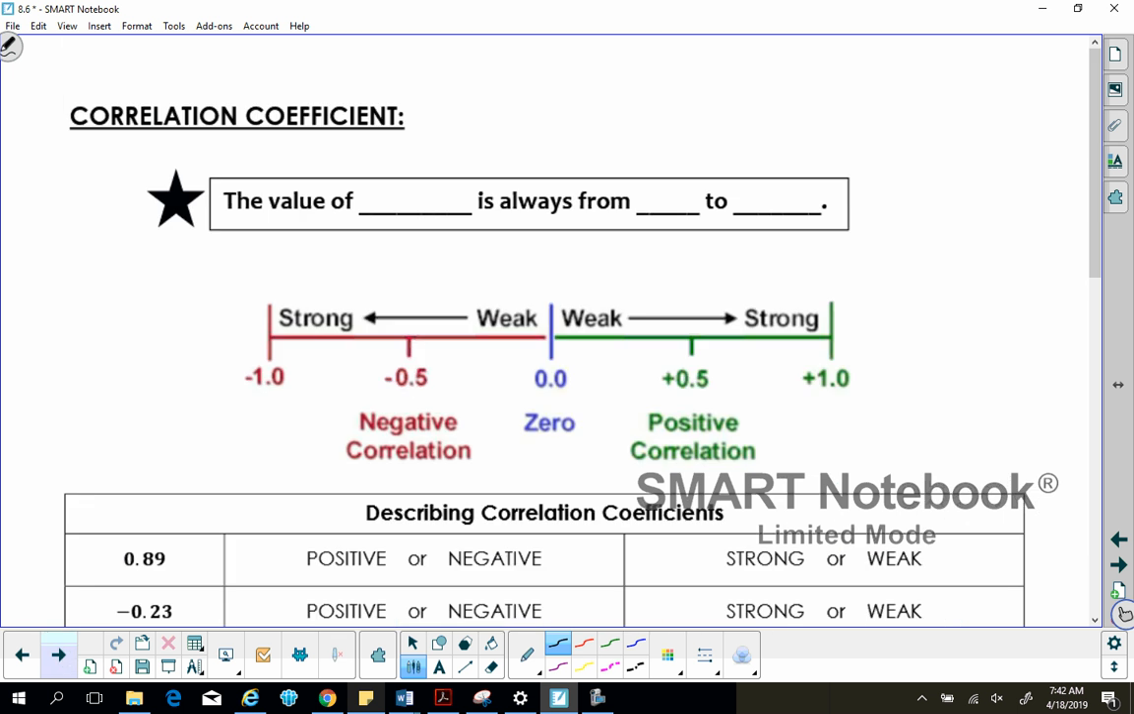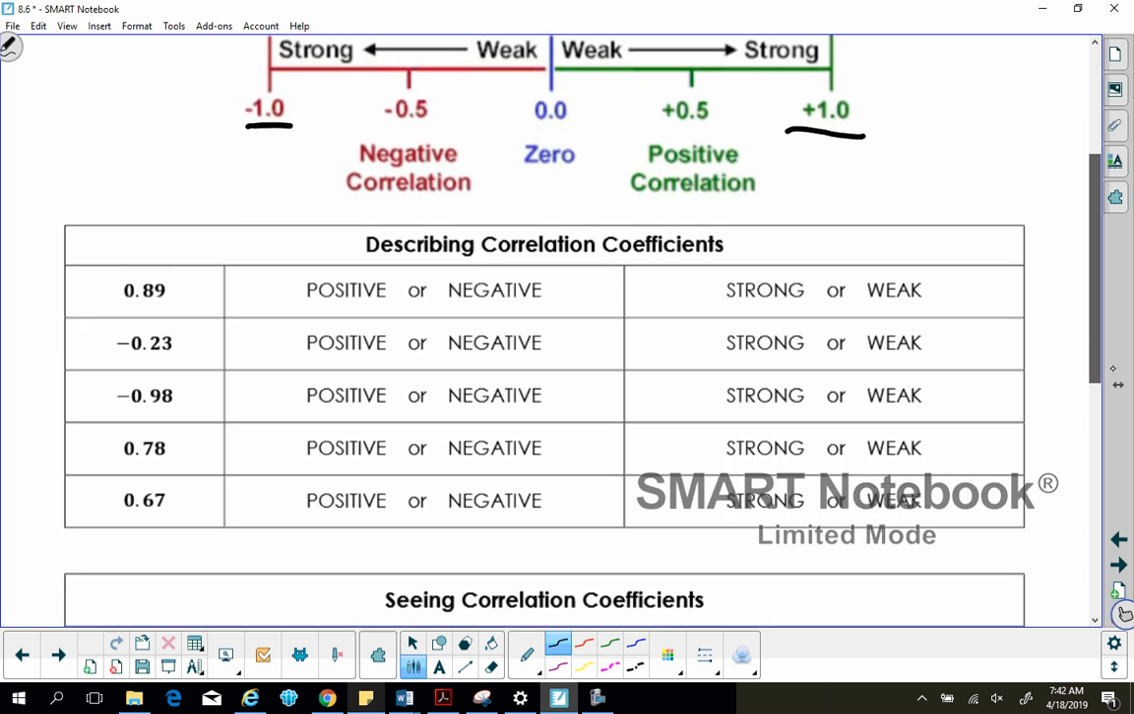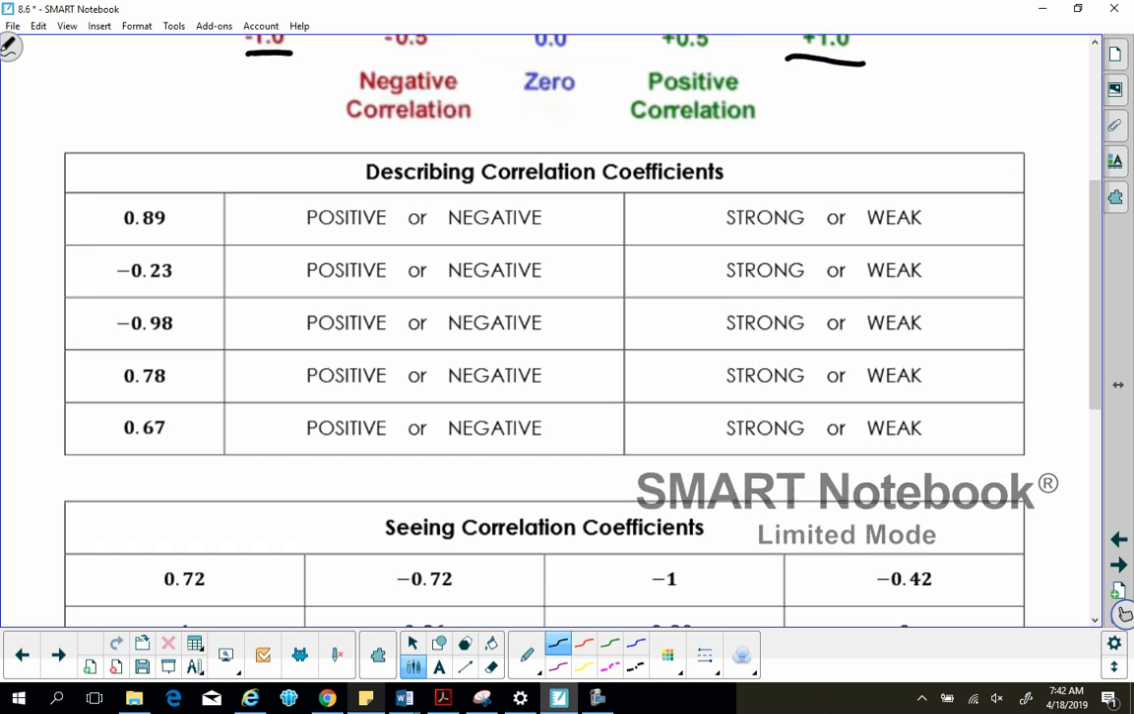We already talked about this: the value of r is always from -1 to +1. The negative and positive just mean what type of correlation. Without ignoring the sign, the closer it is to 1, the stronger it is. This helps you get started with just looking at a number. So 0.89, is that positive or negative? Positive, so I know it's going to be a positive correlation. And is that weak or strong? Strong, right? If it's over 0.5, I know it's strong.